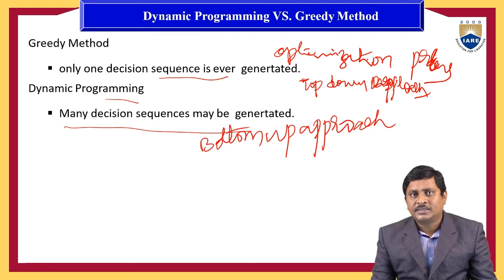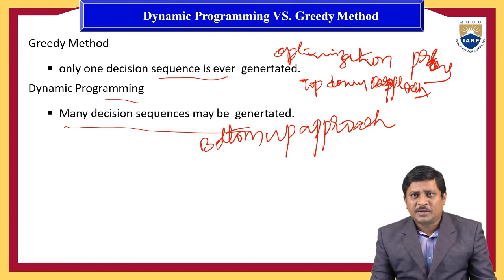Once again, listen to this. The greedy method is generally used to solve optimization problems. It follows a top-down approach, and only one decision sequence is ever generated. In the greedy method, we mainly solve problems like the fractional knapsack problem and minimum spanning trees using Prim's and Kruskal's algorithms, etc.